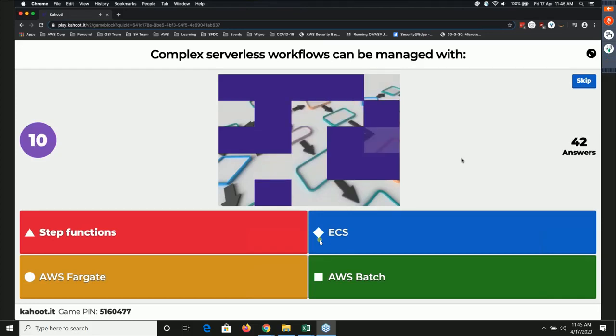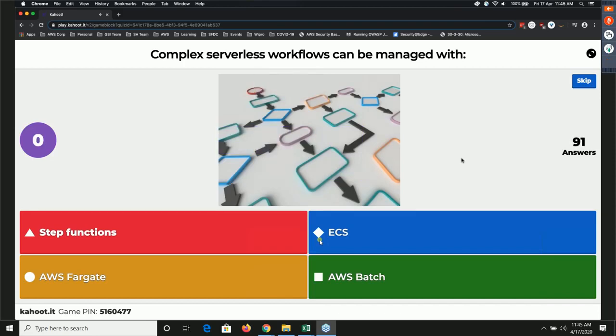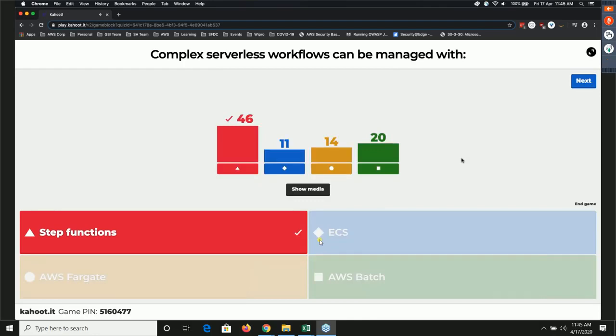This should be an easy one, guys. Come on. Awesome. Step functions. Yes, 46 people. Really good. That's great, guys. Well, let's see what else did we get.